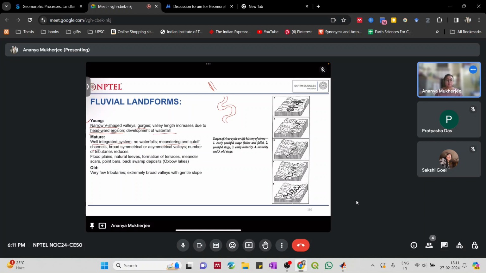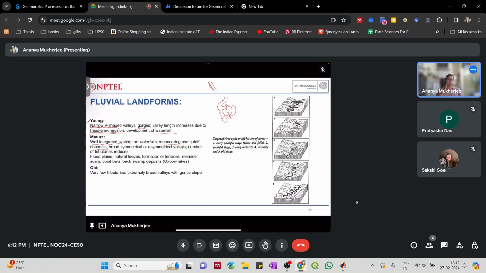Cutoff channels are due to an equilibrium balance between the erosion and the depositional work done by the river. Some of these meandering channels can get cut off from the main channel, and the river might then suddenly start flowing in a straight channel. Then after a while it can again form a sinuous pattern.